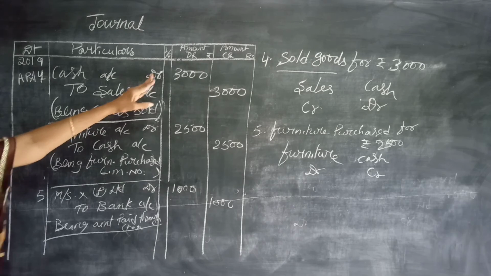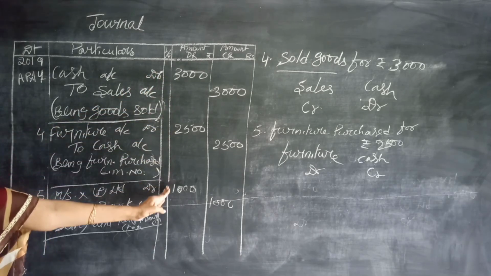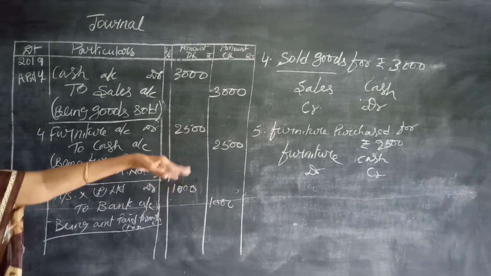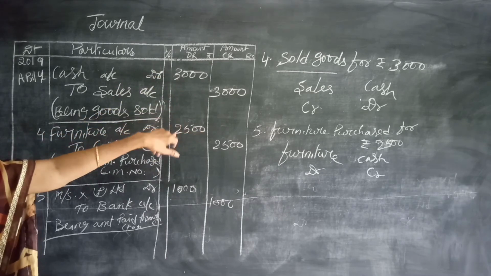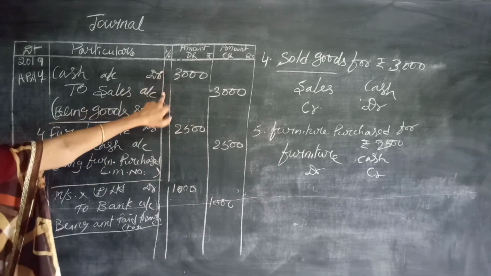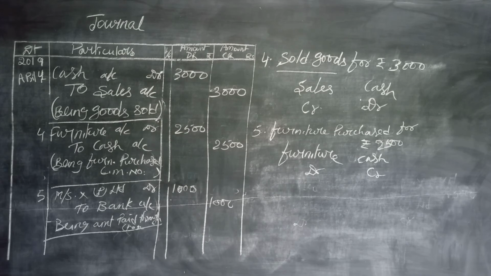See, at the moment, no need to write anything in the ledger. When we post it to the ledger, then the page number of the ledger where it will be posted is written. Okay? So this is about the journal.